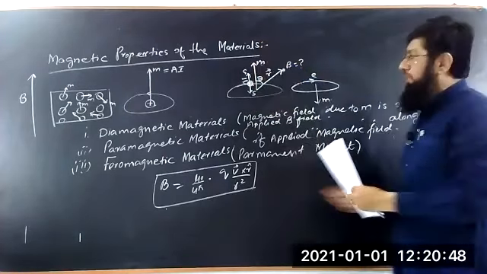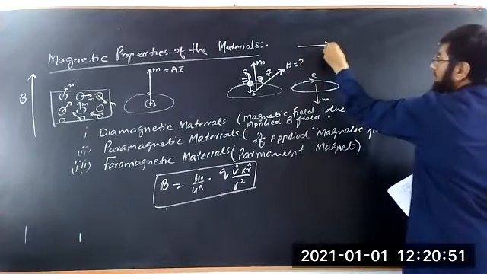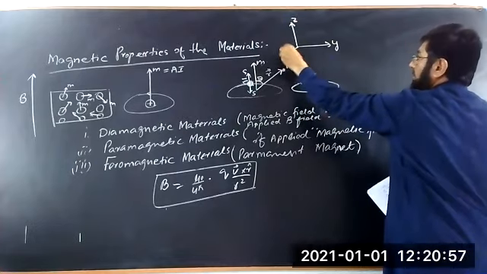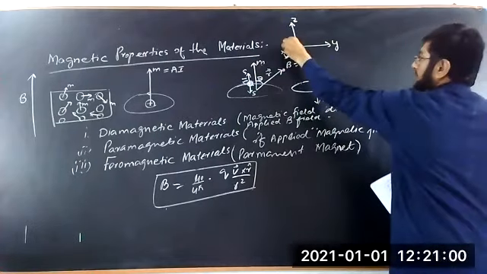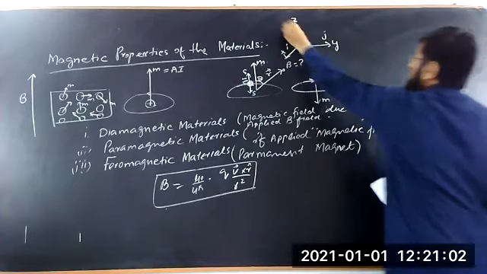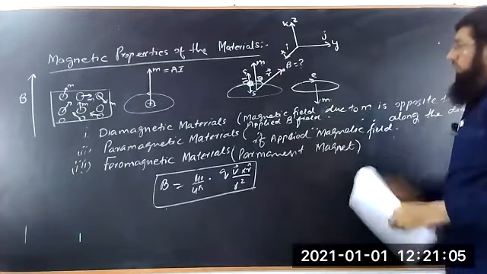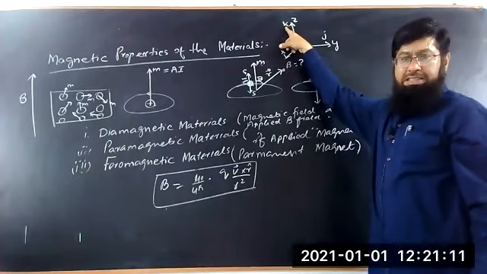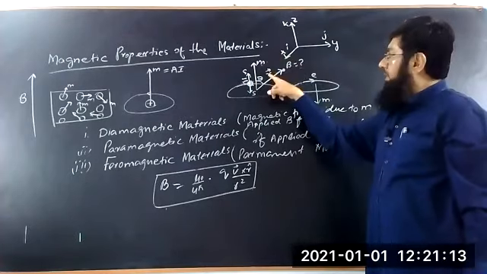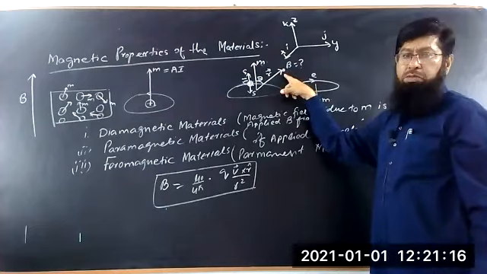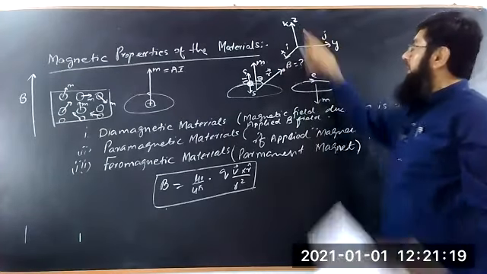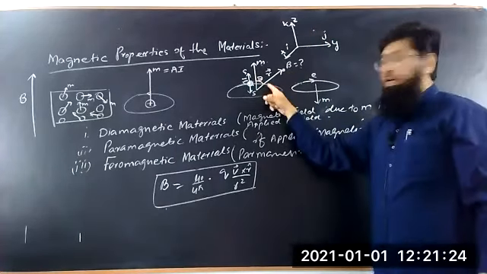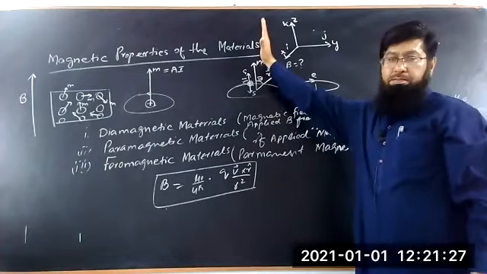If we draw here, this is the Y axis, this is the Z axis, and this is the X axis. So here this is unit vector I, this is unit vector J, this is unit vector K. Therefore the magnetic dipole moment is along the K axis and the magnetic field is to be measured between J and K, somewhere here. So this point is making a certain angle with respect to M.